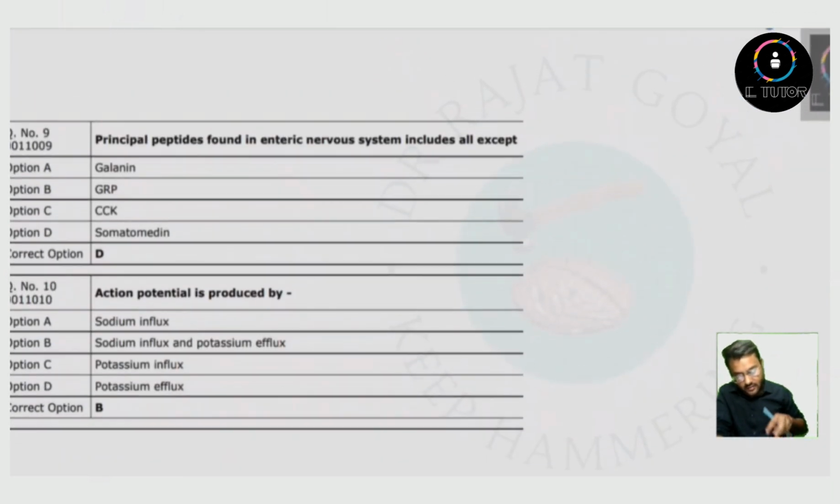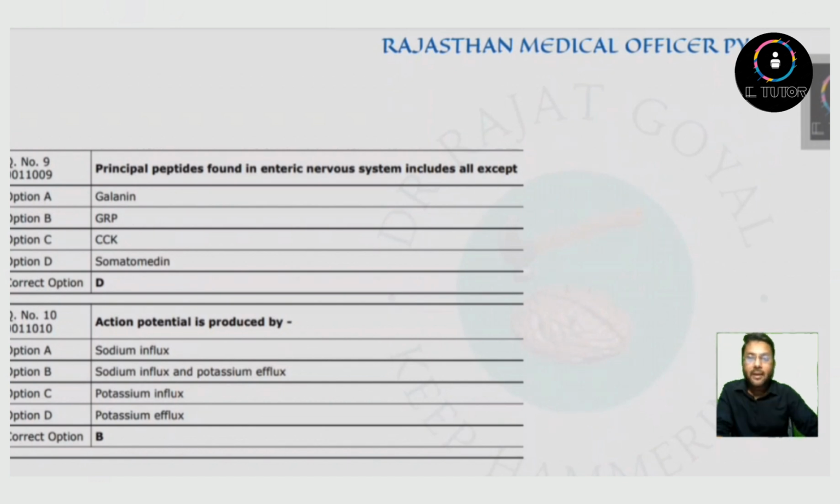Next question is, principal peptides found in the enteric nervous system include all except. So galanin is present, this is true. GRP is present, this is again true. Cholecystokinin is present. Somatomedin is not present. Instead, somatostatin is present, but somatomedin is not present. It is related to the growth factors. So the answer will be option D.